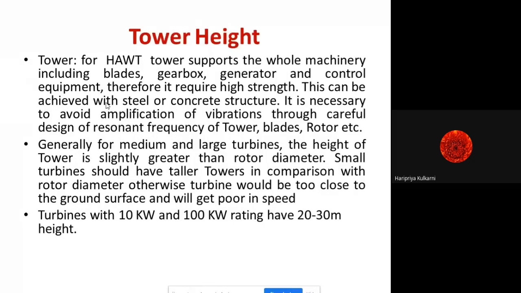We'll continue with the tower height. The tower height should be sufficient so that your rotor can rotate easily above the ground level. For a horizontal axis wind turbine, the tower supports the whole machinery, including the blades and gearbox. This we have already studied when we saw the difference between HAWT and VAWT, right? All the assembly is on the top of the tower in the case of a horizontal axis wind turbine. Therefore, we need a very strong structure for the tower, because it should bear that much weight as well as the stress developed when your rotor is rotating.